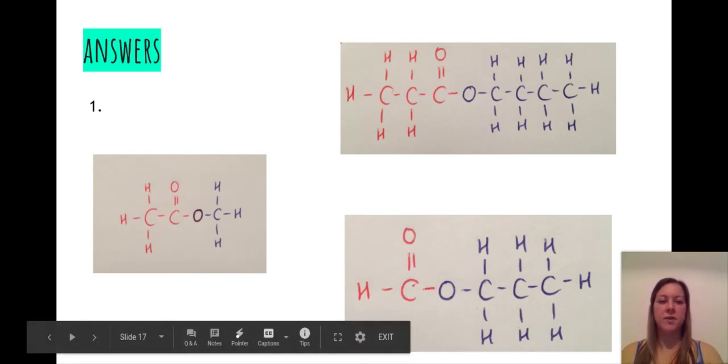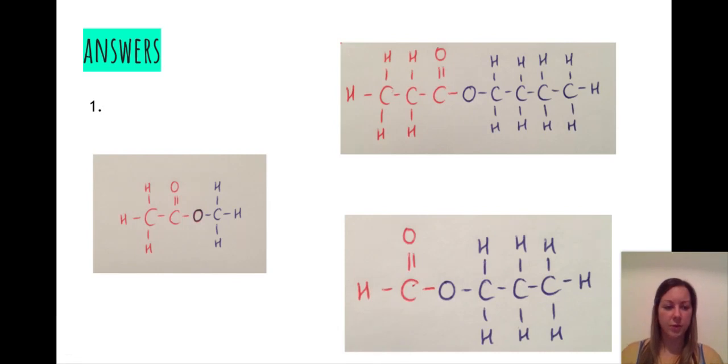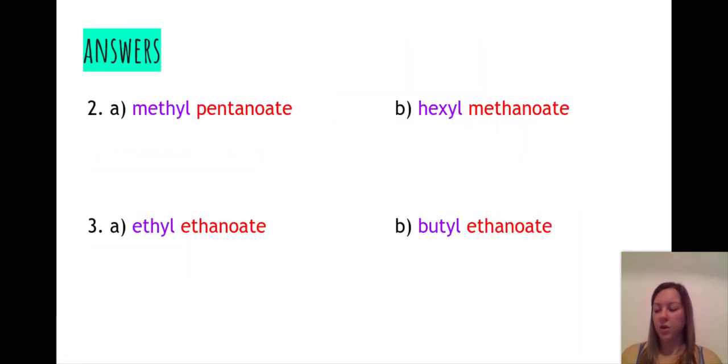Make sure you don't have any floating bonds. Make sure all of your bonds are in the right places to the right atoms. 2. So name the ester produced from the following alcohols and carboxylic acids. 2A is methanol and pentanoic acid. So we end up with methyl, which is the alcohol part, pentanoate, which is the acid part. B is hexanol and methanoic acid, so we have hexyl methanoate.